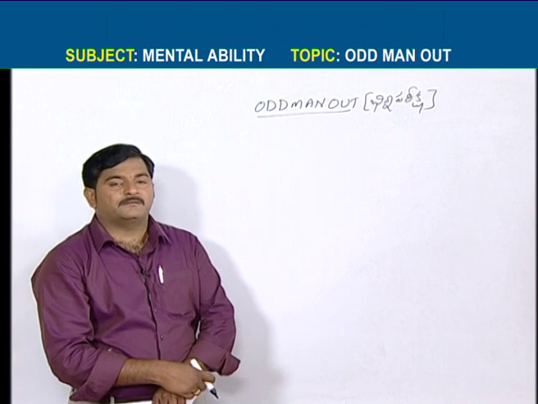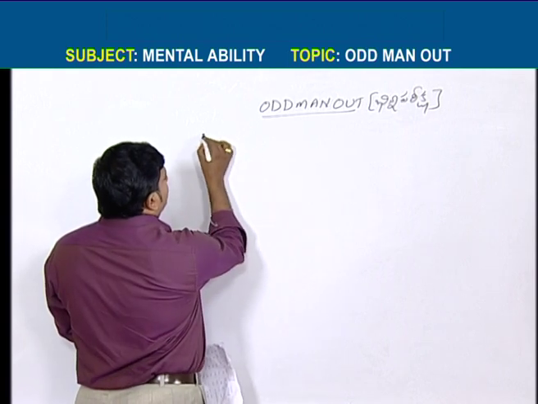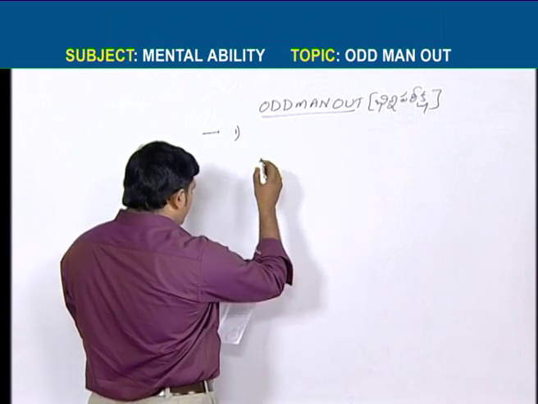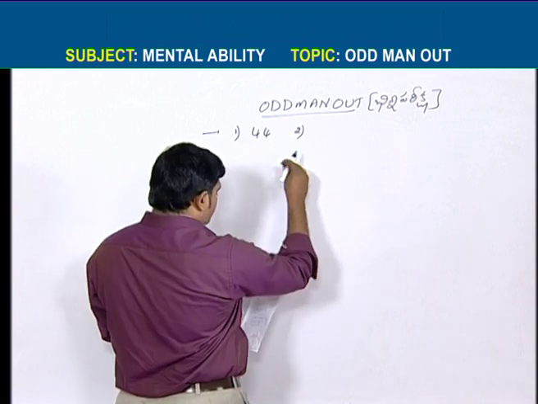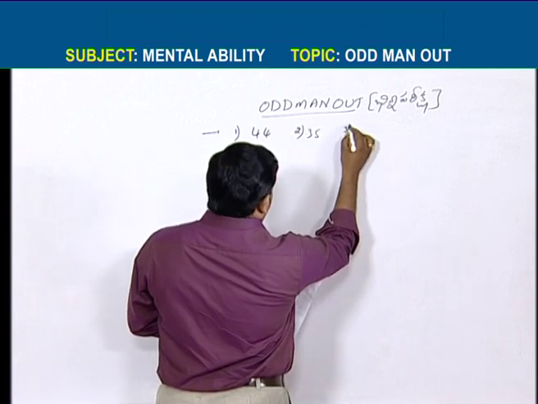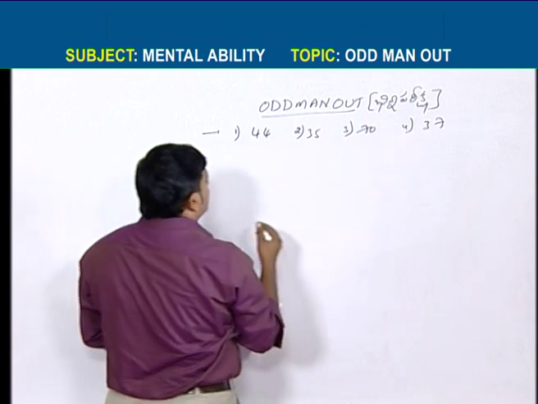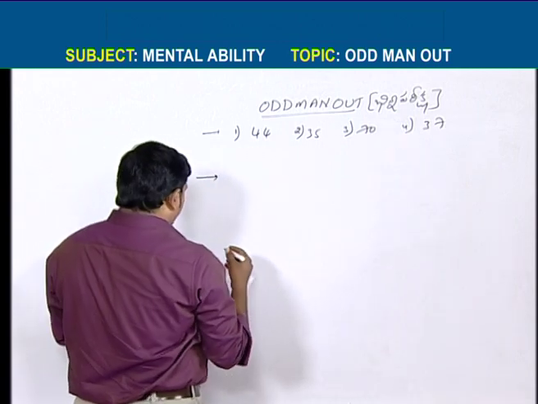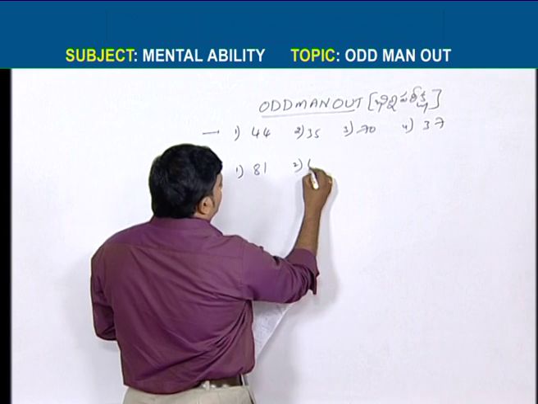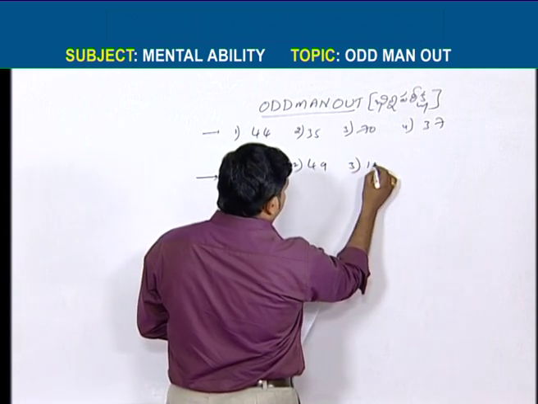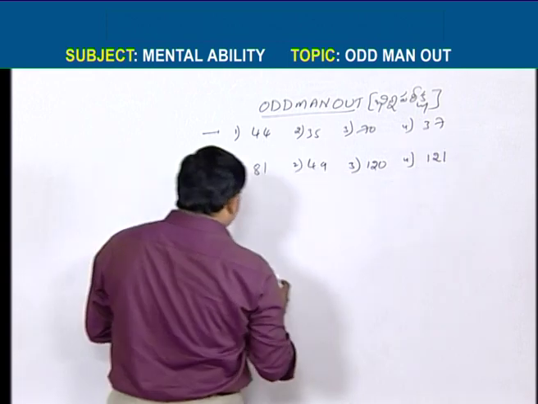Now let us start with the first type, number odd man out. The question itself gives options. First question: first option 44, second option 35, third option 70, fourth option 37. Now the second question: first option 81, second option 49, third option 120, and fourth option 121.